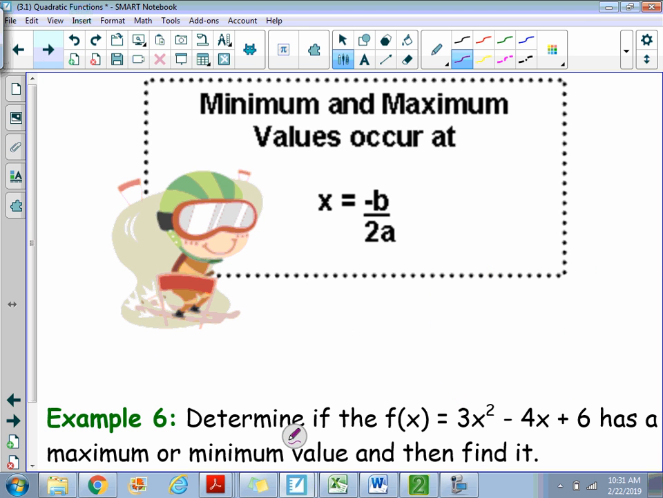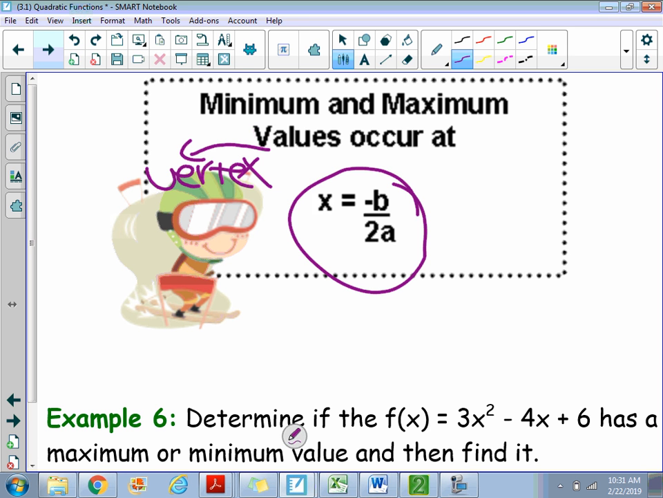Minimums and maxes. Your minimums and maxes occur at your vertex, right? We already talked about that. So this is called your vertex formula, -b over 2a. That's kind of adapted from your vertex form a little bit. If you're in standard form, that is going to give you your vertex every time. Or at least I should say the x coordinate of your vertex. How would you find the y coordinate of your vertex? Plug it in. Good.